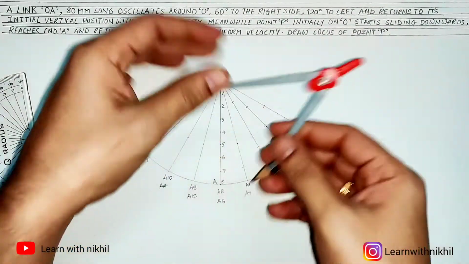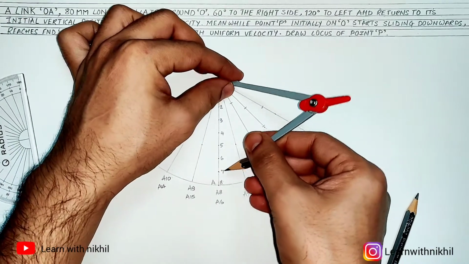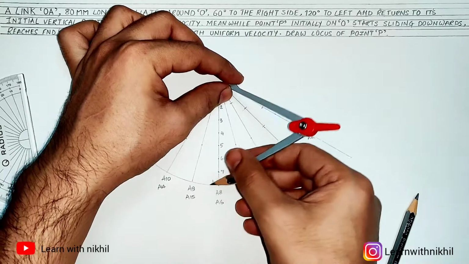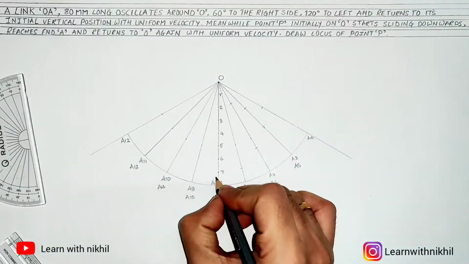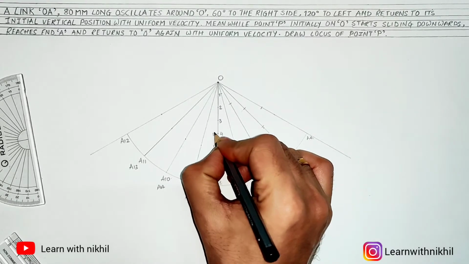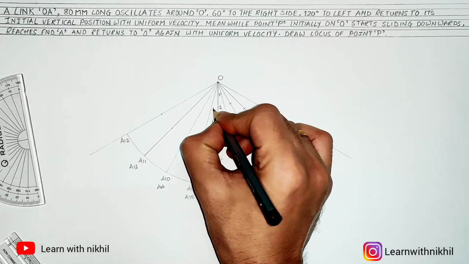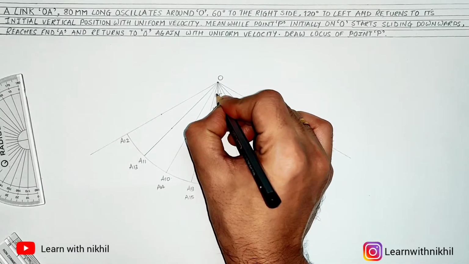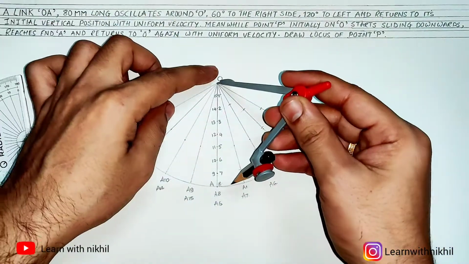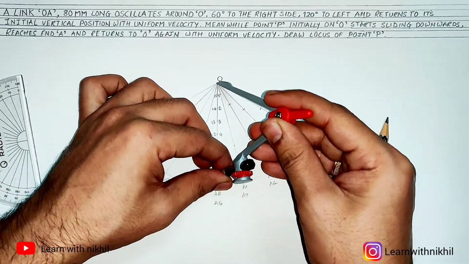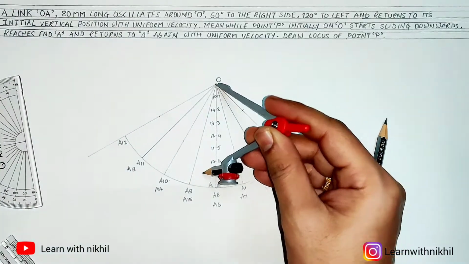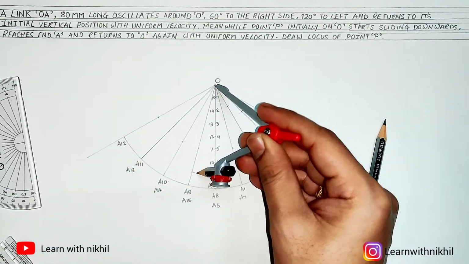Same like this on the other side as well. O to 8 is this point only. Now further it is moving. So P is returning back to its original position also. It is written and returns to O again with uniform velocity. So it again moves upward. So O to 9, cut it on the A9 line.